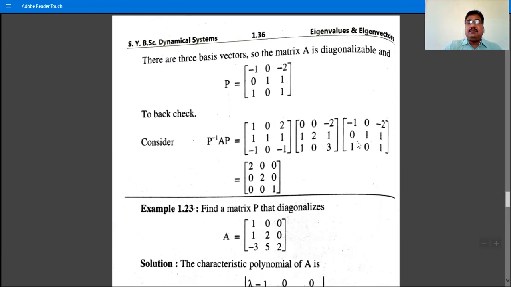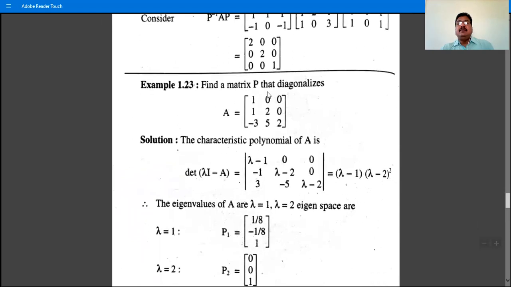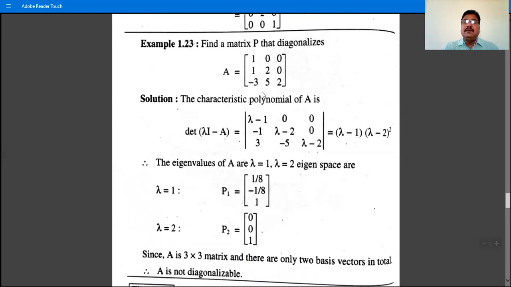So P inverse AP, no need to find this directly, you can write P inverse AP is this diagonal matrix. So find the matrix P that diagonalizes this matrix. Again we have to first find all the eigenvalues of the matrix A, then eigenvectors of the matrix A, and then we have to write the P. So first find the characteristic equation, determinant of lambda I minus A, or A minus lambda I. So this is the characteristic polynomial.